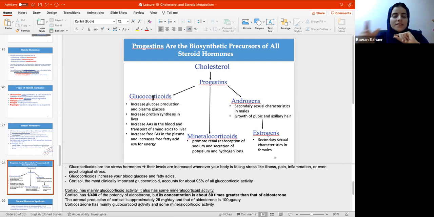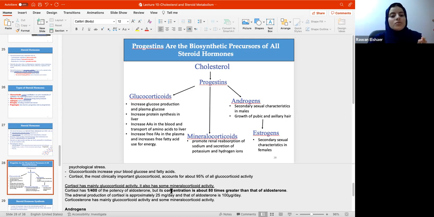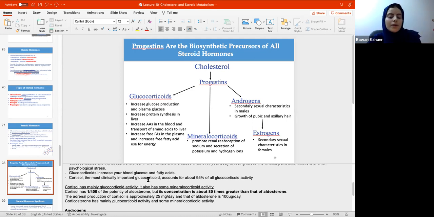It also has some mineralocorticoid activity, but not as much as its glucocorticoid activity. Same thing with the mineralocorticoids. They're mainly mineralocorticoids, but they have some glucocorticoid activity. They overlap, mainly because they have the same precursors. They're structurally very similar, so they can bind each other's receptors. But remember, in the end, glucocorticoids are stronger in their glucocorticoid activity than their mineralocorticoid activity, and vice versa.